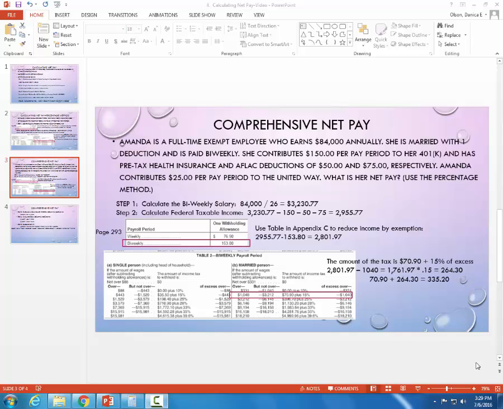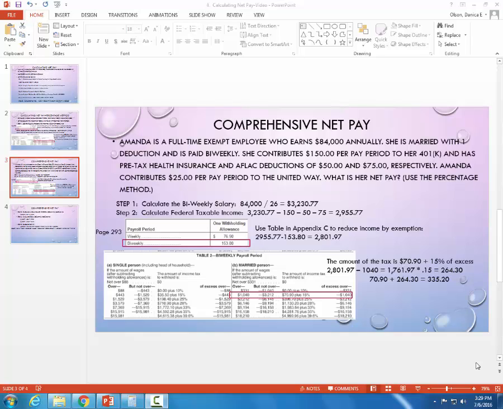Amanda has one exemption, so we take her federal taxable income of $2,955.77 and subtract out the one exemption of $153.80 to get $2,801.97.